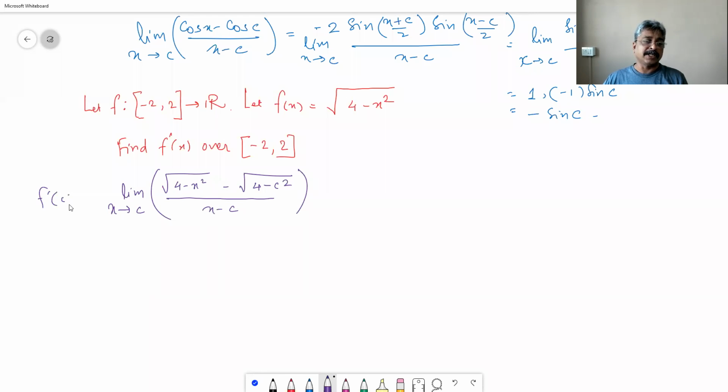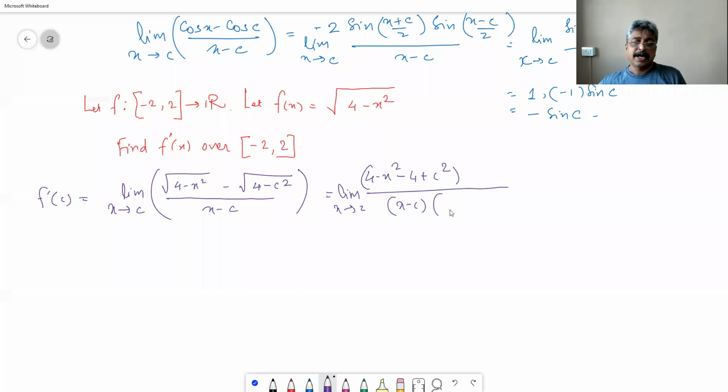F dash at c is equal to, now x minus c makes it 0, and this also is going to be 0 if we substitute x equal to c. Therefore, the trick here is to rationalize. Multiply numerator and denominator by the rationalizing factor of this numerator. That makes it a difference of two squares. Therefore, 4 minus x square minus 4 plus c square after multiplying, and in the denominator you will have x minus c as it is, and radical 4 minus x square plus radical 4 minus c square.